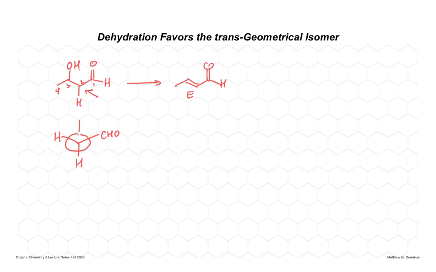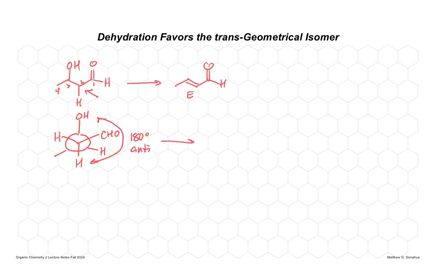If we have OH up, methyl and H. So that would be the preferred Newman projection conformer to do that elimination, again, because the H and the OH are 180 degrees, or anti.